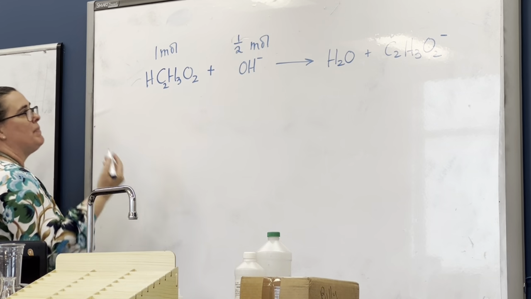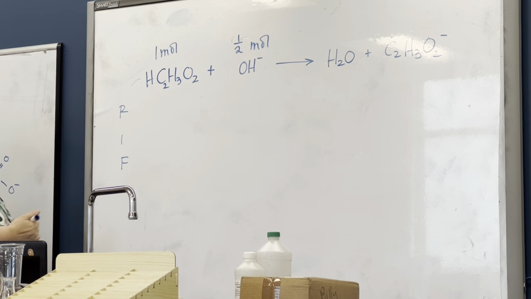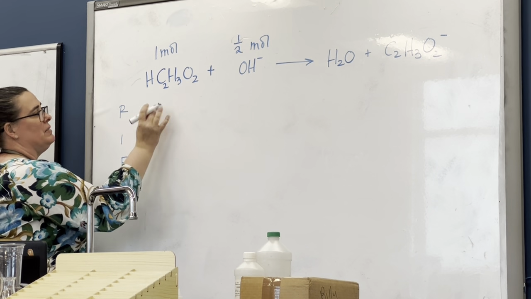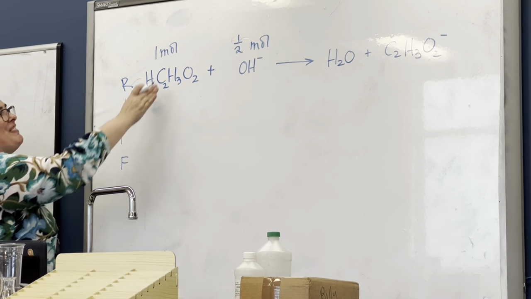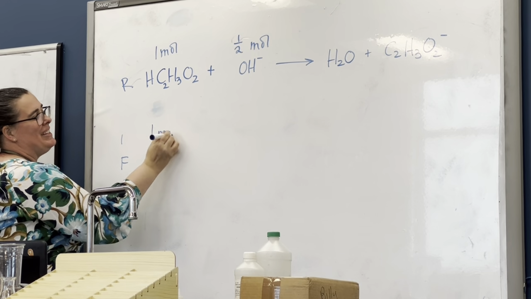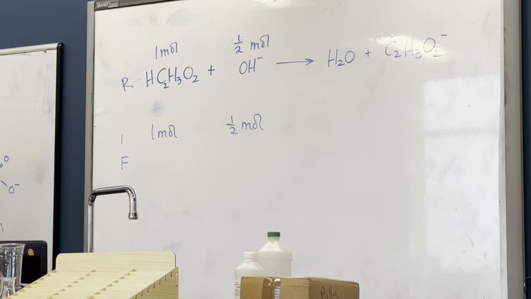And if we set this up as a RIF table, because God knows you guys like a good RIF table, we could say that we started with 1 mole of this and half a mole of that. Remember, I always put units in RIF tables to remind myself that this isn't equilibrium. This is just straight up limiting reactant talk. What is the limiting reactant?